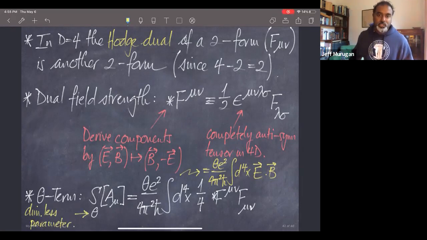Okay, I should say that my discussion of the theta term follows from a couple of different sources, including David Tong's notes on gauge theory, where there's a very nice discussion about the physical consequences of said theta term. But you can find it in any textbook on quantum field theory and quantum electrodynamics.